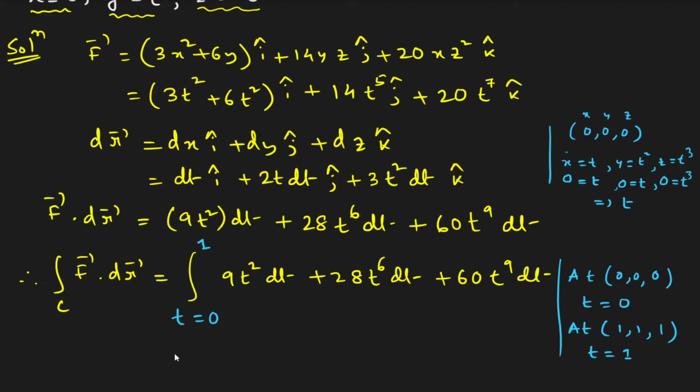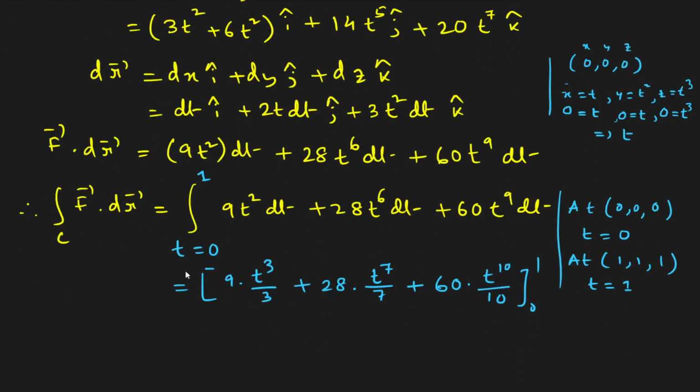Okay. Now you have to integrate it. So after integration, you'll get the result. So if you integrate, what you'll get? 9t square, so it will be 9 into t to the power 3 by 3. And then 28, it will be t to the power 7 by 7. And then 60, so 60 into t to the power 10 by 10, between the limit 0 to 1. Okay, so we put the limit and calculate. So after calculation, our answer will be 13.